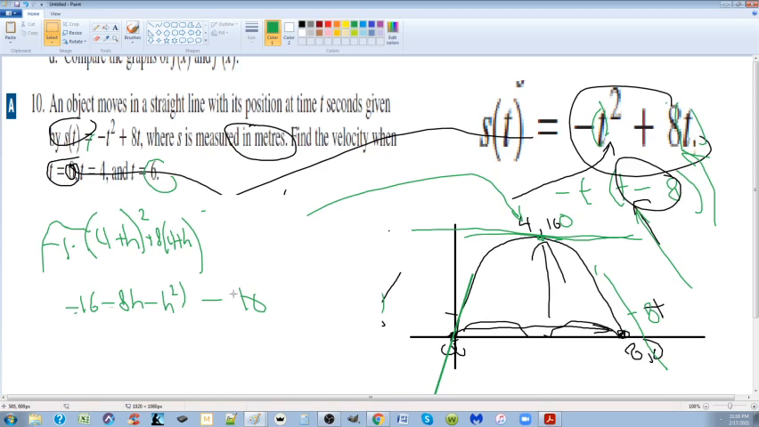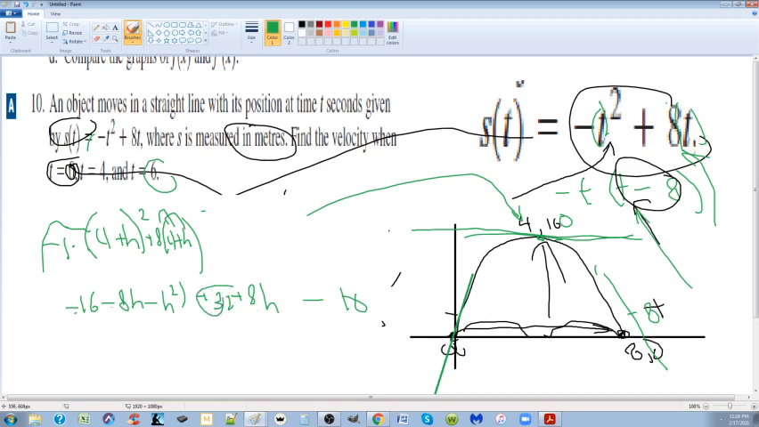Looks like I did something wrong. It's just late at night. Oh, I know what I did wrong. Forgot to expand the other part of it. So I get, what's 8 times 4? 32. What's 8 times h? Plus 8h. There you go. That makes some more sense.